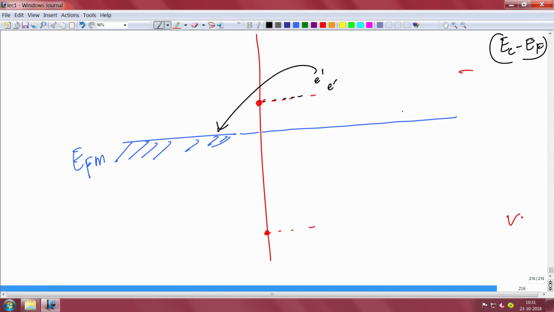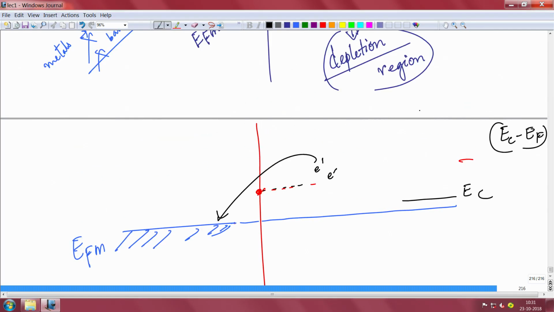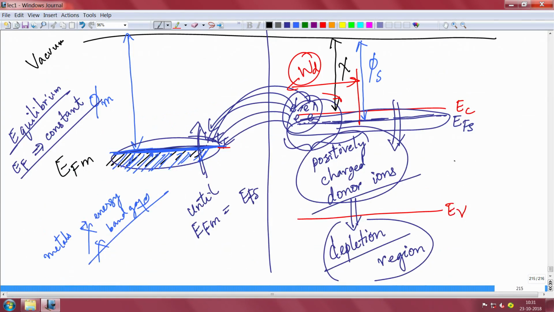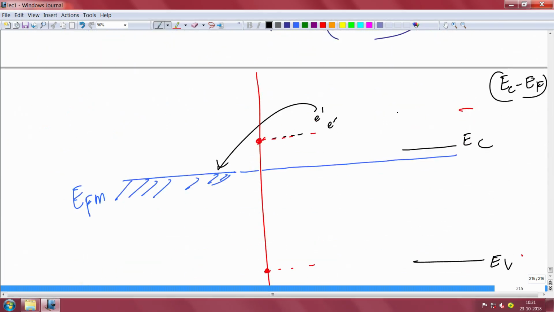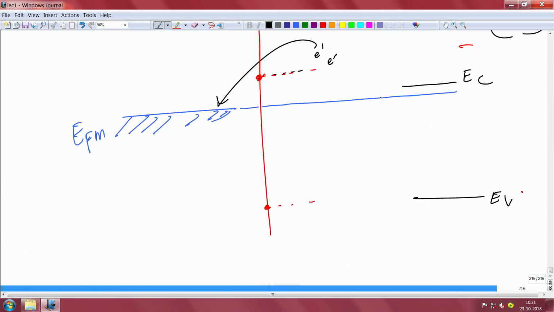So, the conduction band and Fermi level had a difference like this, and EC, EV, the band gap is also the same. I mean, this EC and EV difference cannot change away from the junction, only near the junction things will change. So, this looks like that, right. It will come down a little bit. So, this will look like that, right, EV.